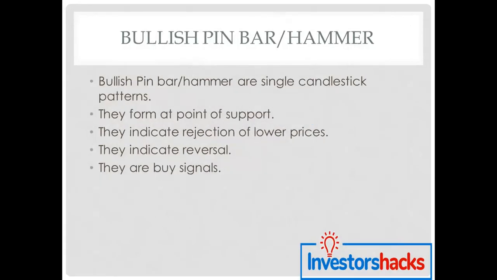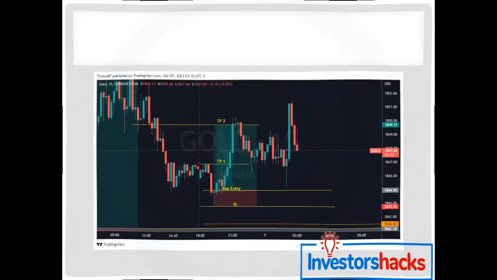Then we have the bullish pin bar or the hammer, which is the opposite of the bearish pin bar. The bullish pin bar or hammer are single candlestick patterns. They form at the point of support. They indicate rejection of lower prices. They also indicate reversal, and they are buy signals. Okay, so let's look at an example.